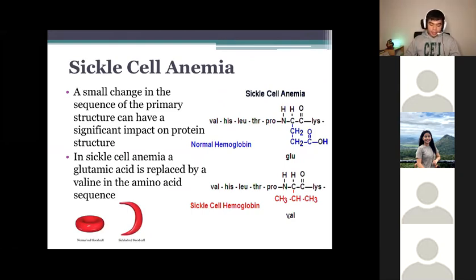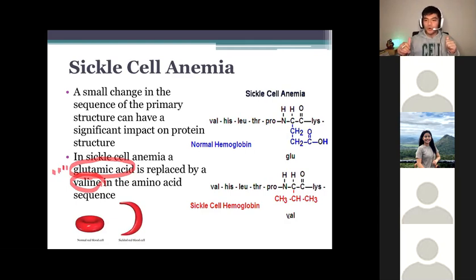Ganito kasimple ang sickle cell anemia. Ang sickle cell anemia, sa polypeptide sequence, yung glutamic acid na residue napalitan ng valine. Okay, napalitan ng valine. So I repeat, ang problem sa sickle cell anemia, yung polypeptide sequence sa hemoglobin, instead of glutamic acid, ang pumalit valine. Nakakasunod pa? Okay pa kayo dyan?